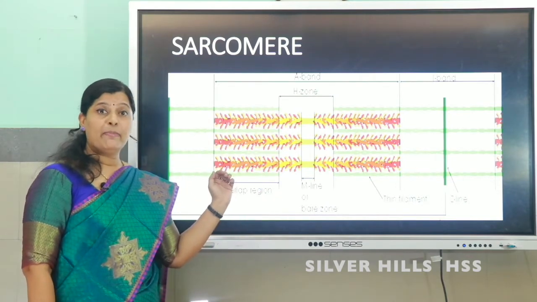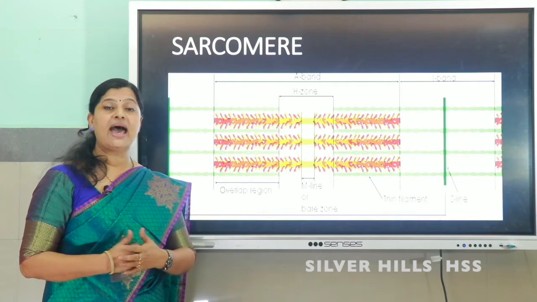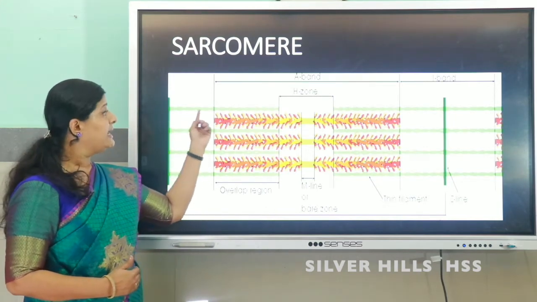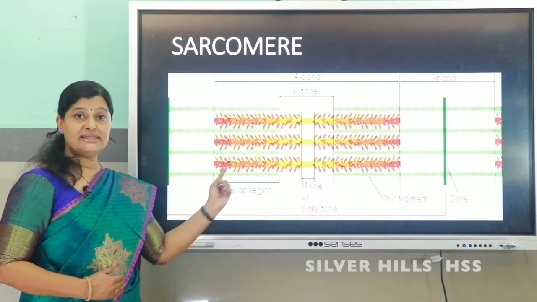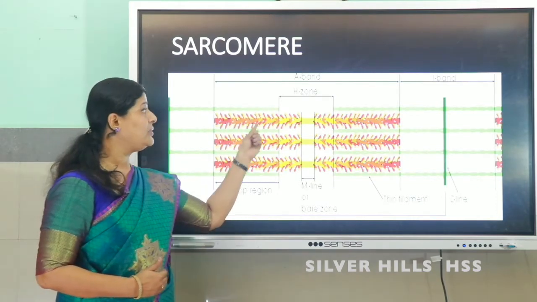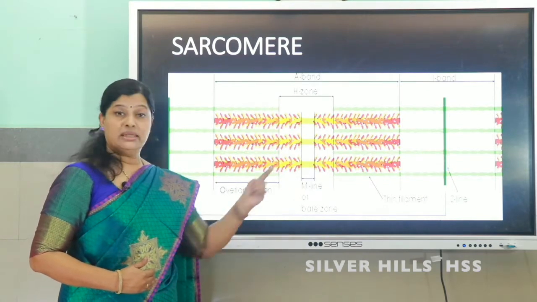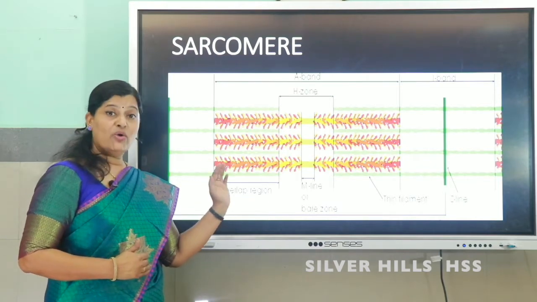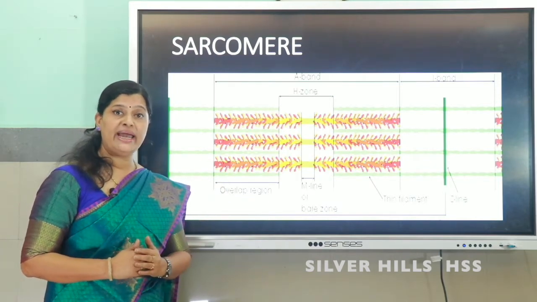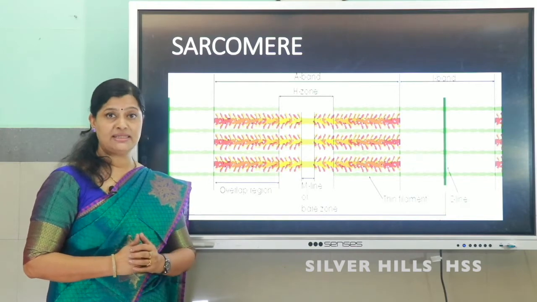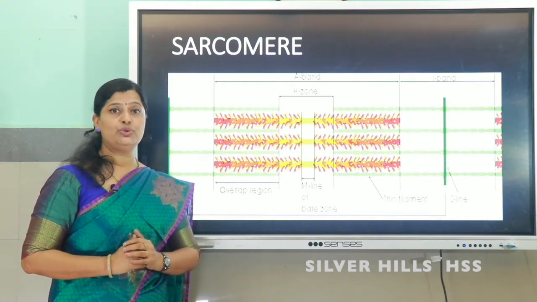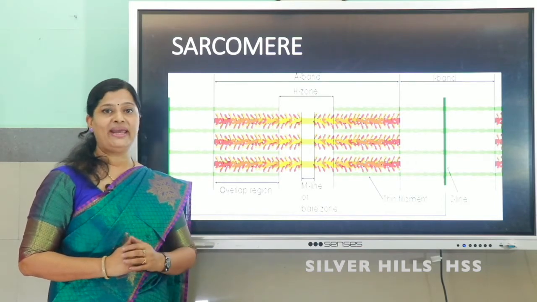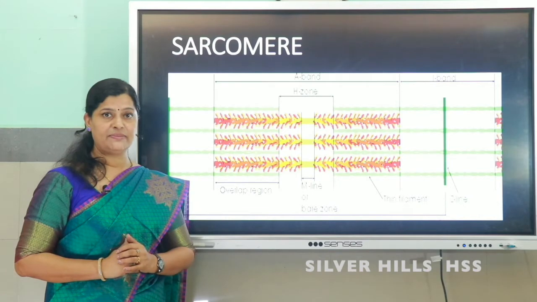In this structure you can see the myofibril is made up of alternate light and dark bands. In this picture you can see the green color bands, they represent the light bands, and the red color ones, the thicker ones, they represent the thick bands. These bands are due to two types of proteins. They are actin proteins and myosin proteins.